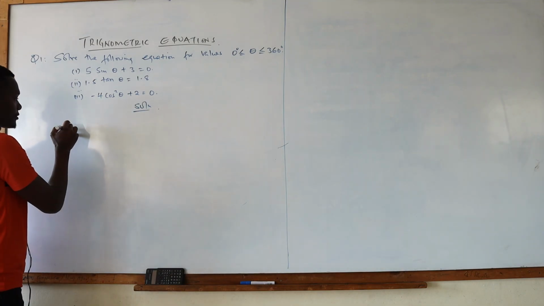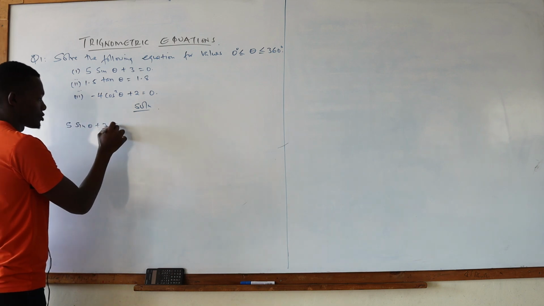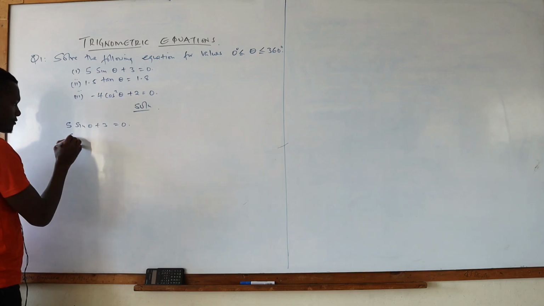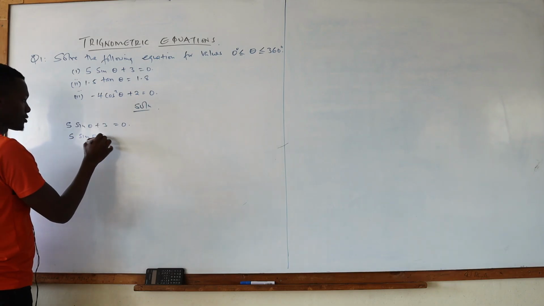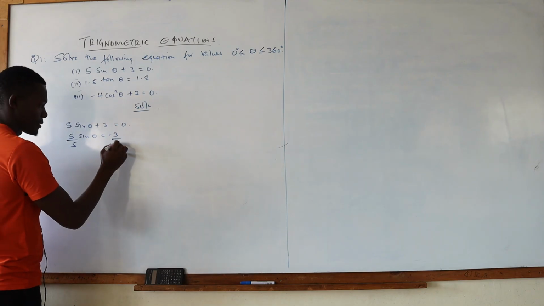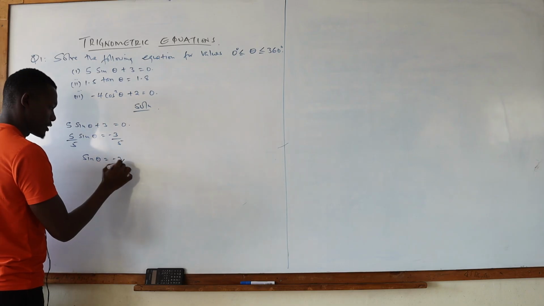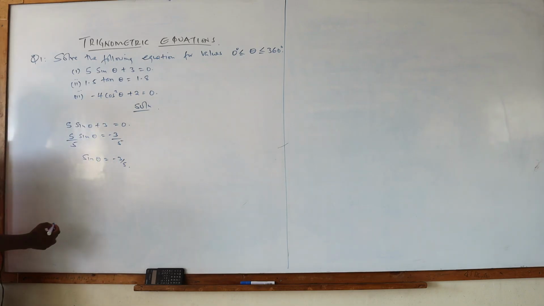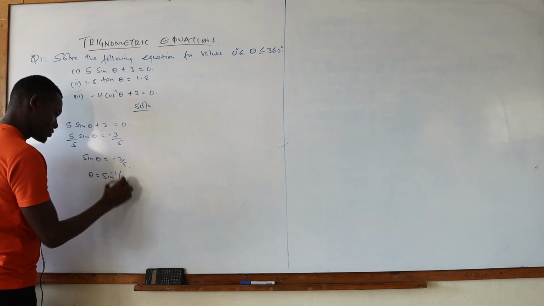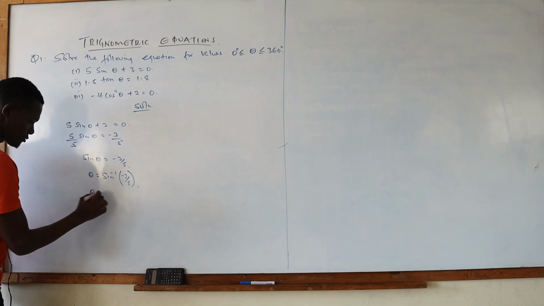It is 5 sine of theta plus 3 equals 0. Again, so take 3 to the other side. So we have 5 sine of theta equals negative 3. Then divide by 5. You get that sine of theta equals negative 3 over 5. How do you get theta? Theta will be given by the sine inverse of negative 3 over 5. And therefore, what will we have?